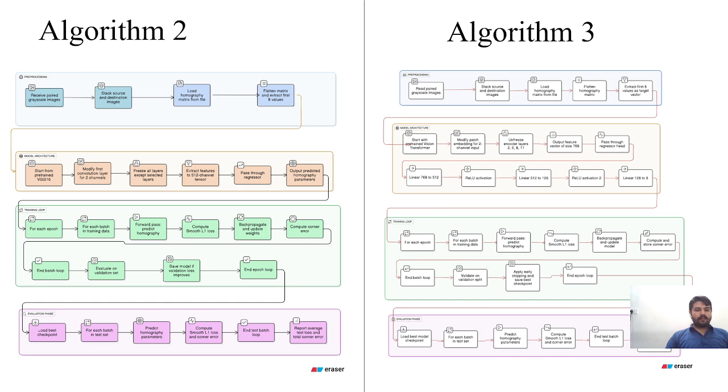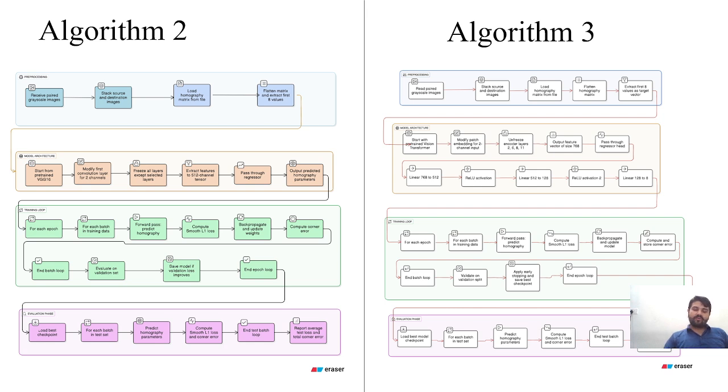Then I apply the back propagation, update the weights, and compute the corner error. This continues, and the model is evaluated on the validation set, and I save the best model if the validation loss improves. Then for the evaluation phase, I load the best checkpoint, and for each batch in the test set, I predict the homography and compute L1 loss, smooth L1 loss, and corner error. And in the last step, I report the average test loss and the test corner error.